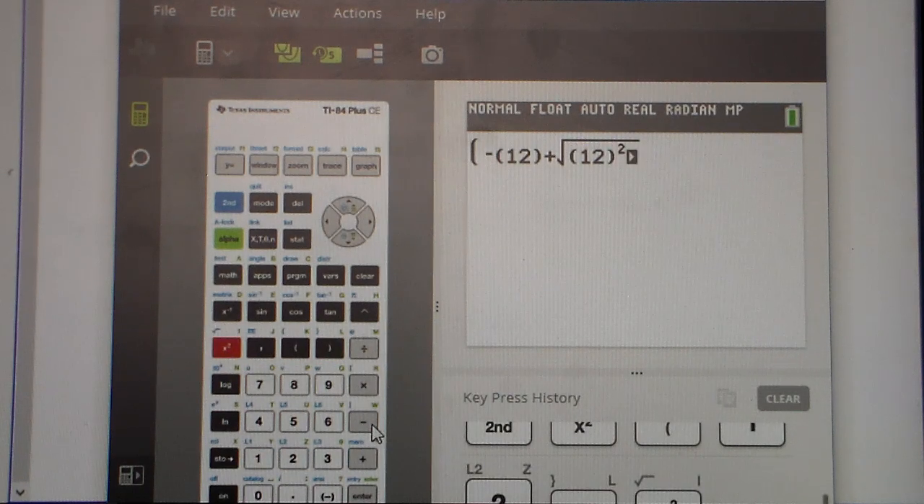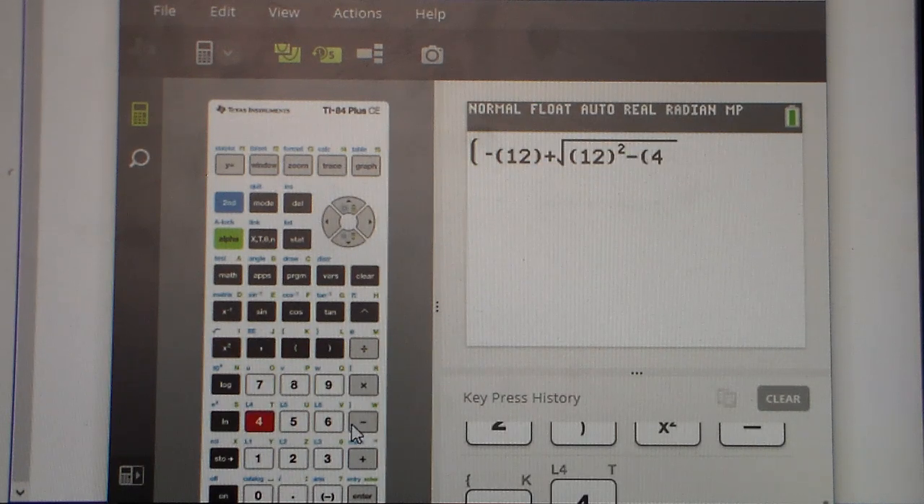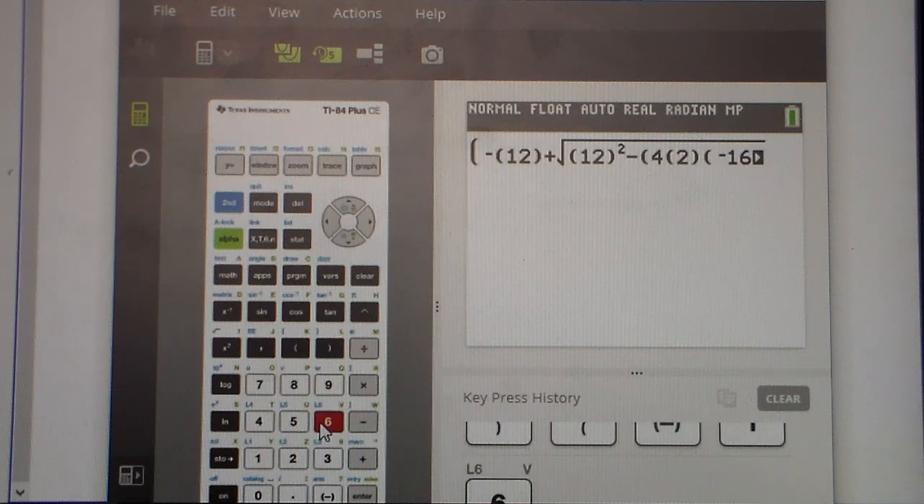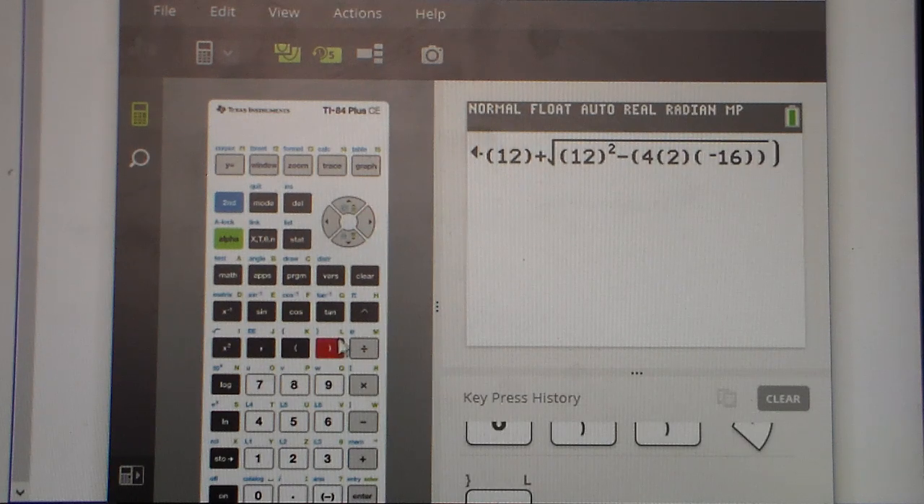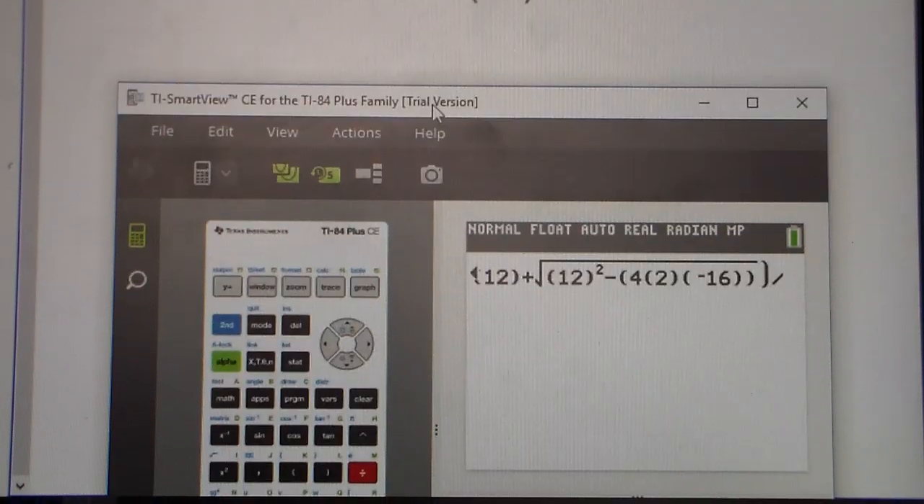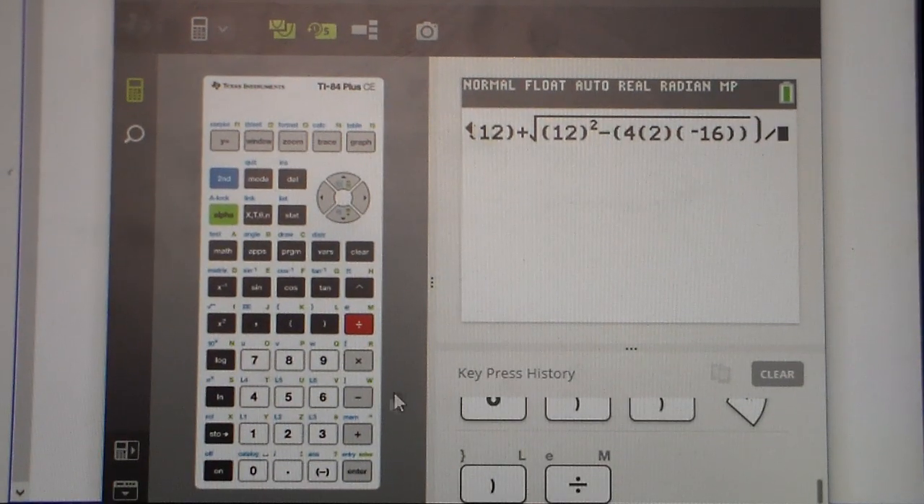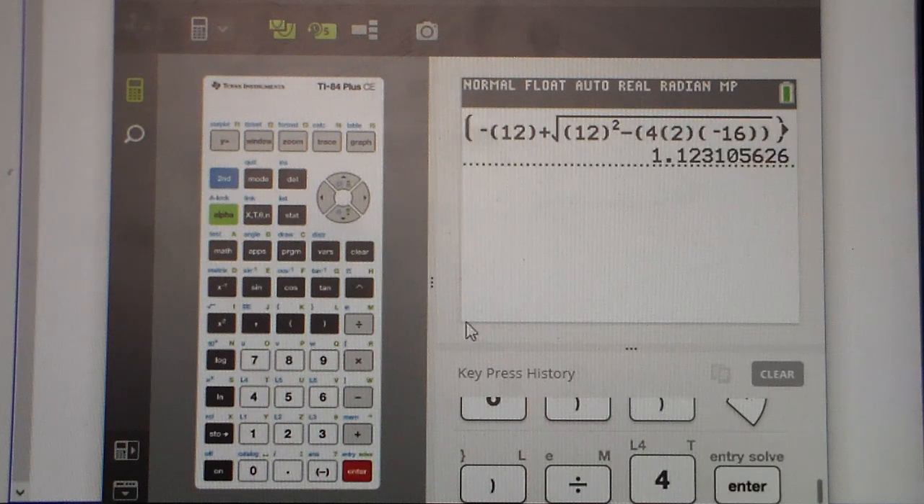squared, minus parentheses 4 times 2 times negative 16. We're going to close them up. Then we're going to get on the outside and close up that guy. And then we're going to divide by, well, 2 times 2 is 4, so I'm going to divide by 4. My first answer is 1.123105. Okay, a whole bunch of gibberish.